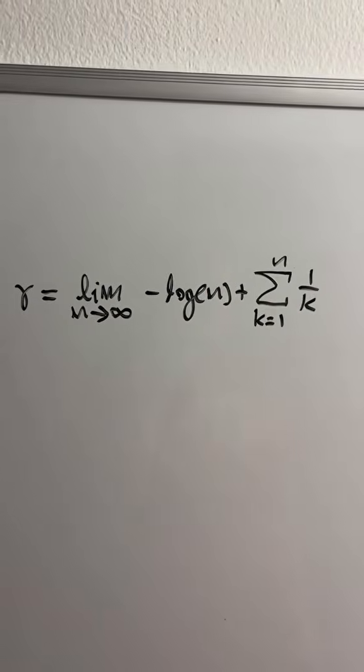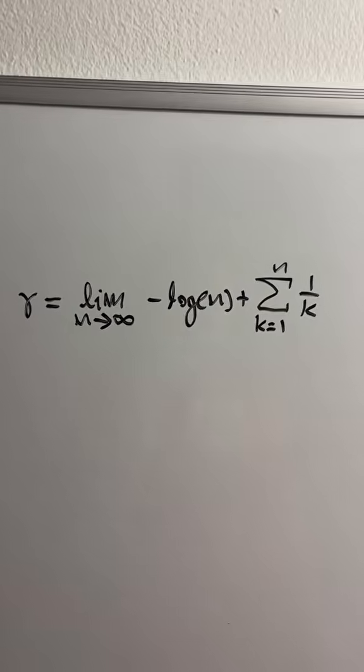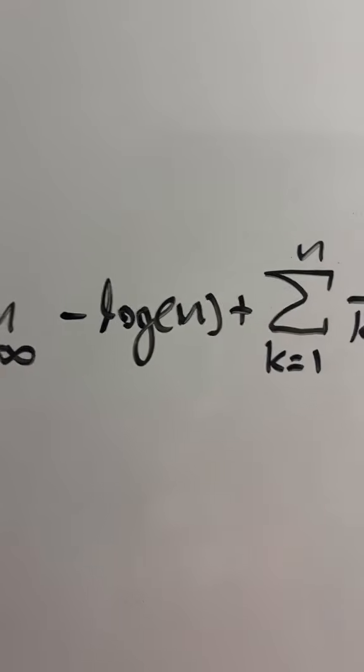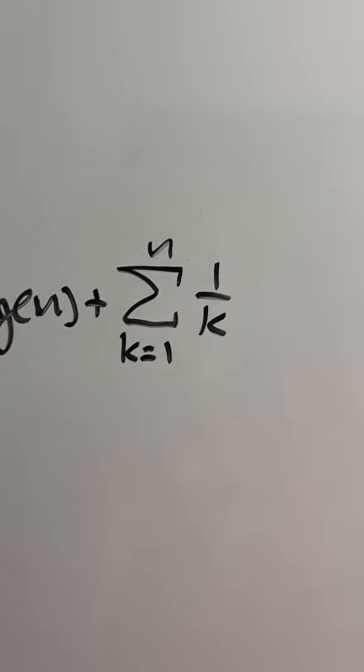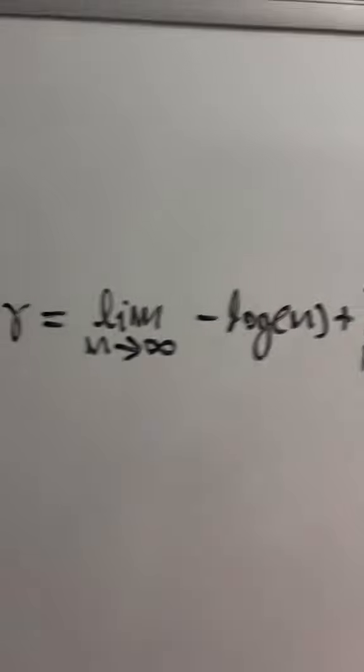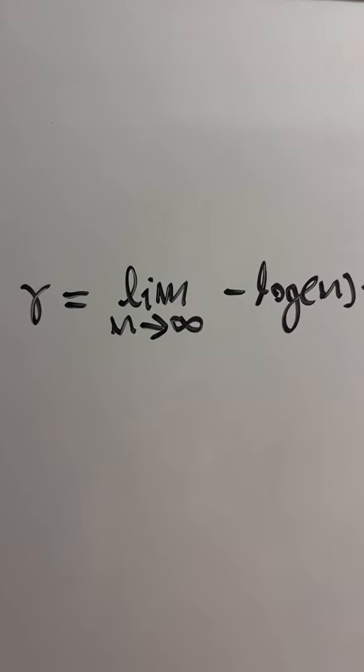constant. Numerically, the constant is defined like this. We take the negative log of n, which is the negative area under 1 over x, and then add it to the partial sum of 1 over k. And then we take the limit as n approaches infinity to get the total area.